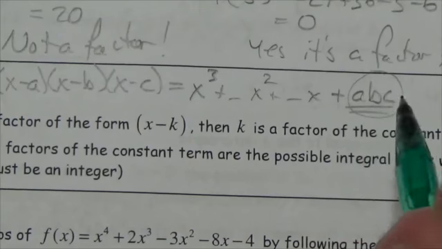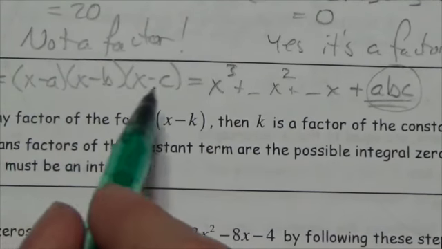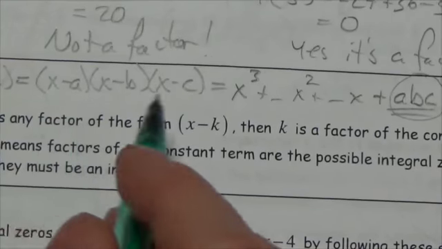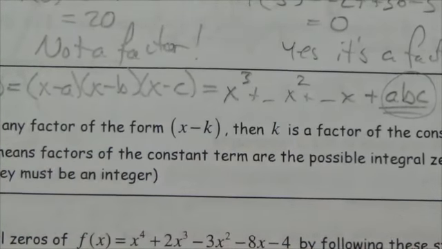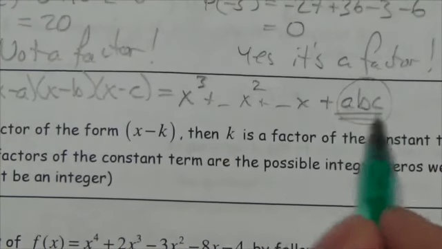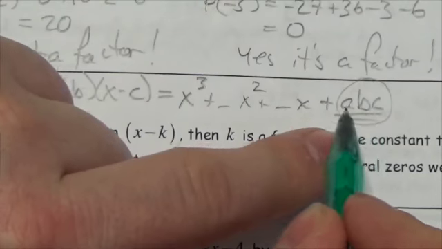Okay, when it's in factored form, you can see the factors quite clearly, all of those constant values in the binomials. When you expand that out, what you end up with is a polynomial in which the constant term, the final term, is the product of those numbers.